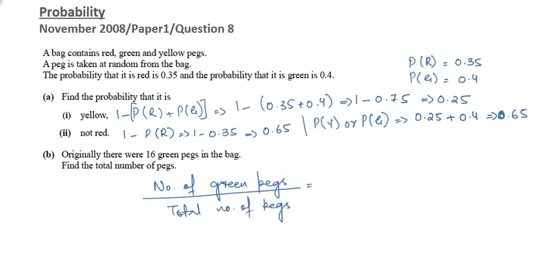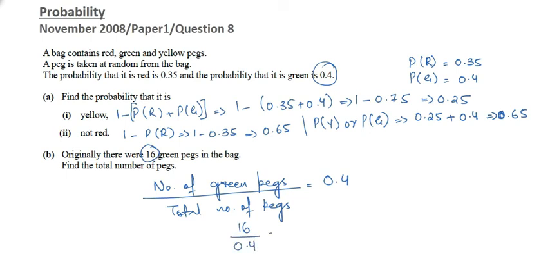As we are having the probability of green and it is given 0.4, we can keep it equal to 0.4, because the formula to find the probability of green bag is number of green bags divided by total number of bags. Probability of green is already given in the question, it's 0.4. Now the number of green bags is also given in the question, it is 16.